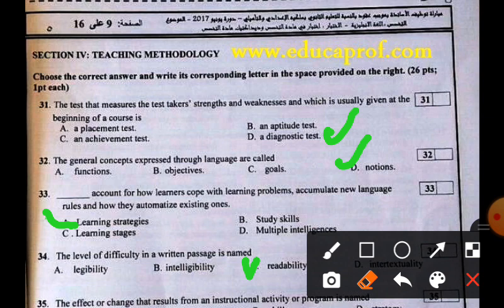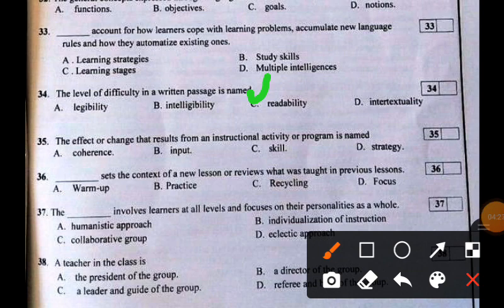Let's move the paper and continue the questions. 35 question. The effect or change that results from an instructional activity or program is named: A, coherence; B, input; C, skill; D, strategy. So the right answer here is C, because when they learn something, they learn a skill, which is mahara. C is the right answer here.